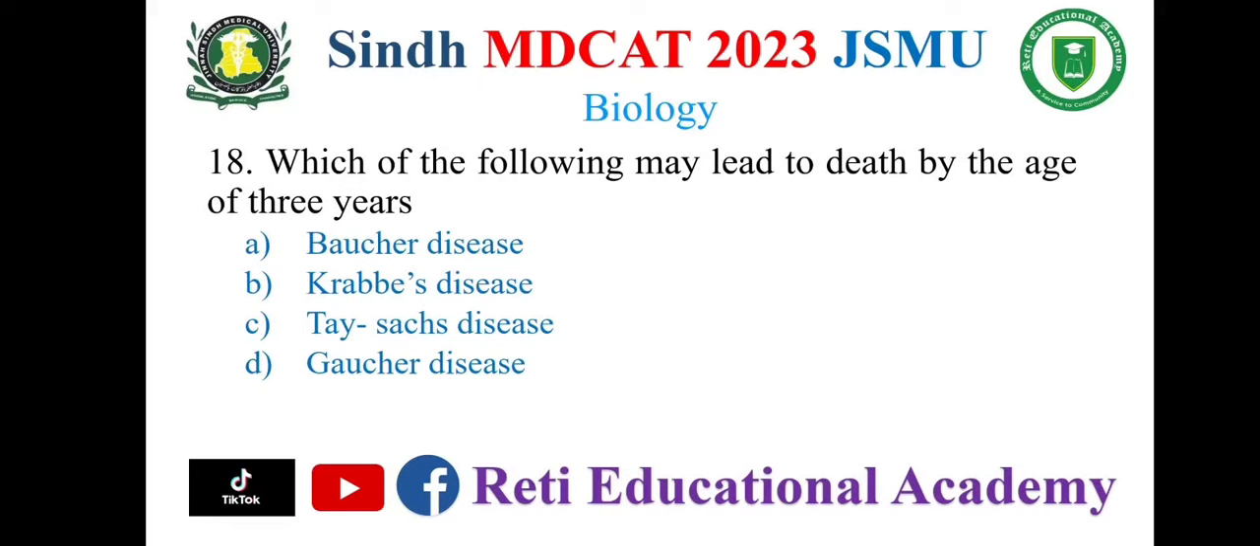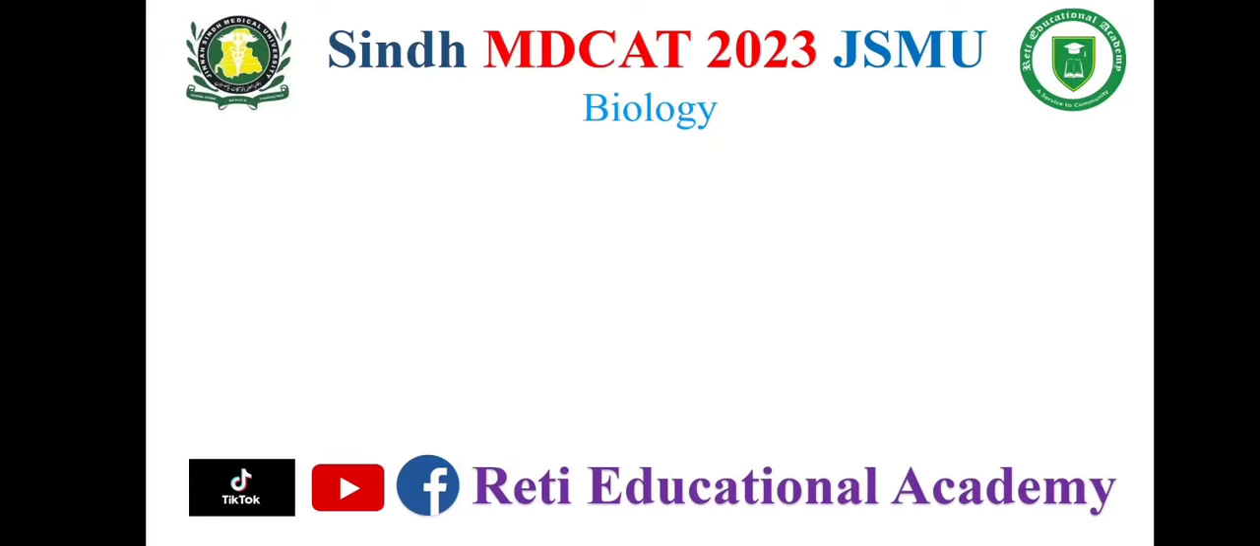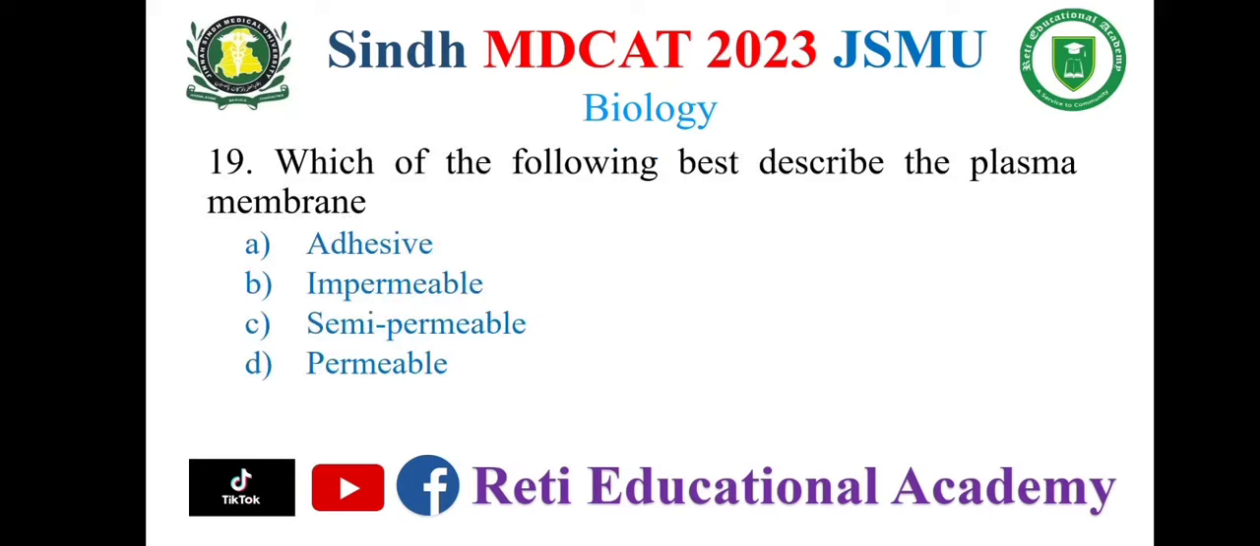Question number 18. Which of the following may lead to death by the age of 3 years? A. Boucher disease. B. Krebs disease. C. Tay-Sachs disease. D. Gaucher disease. And the correct option is C. Tay-Sachs disease.